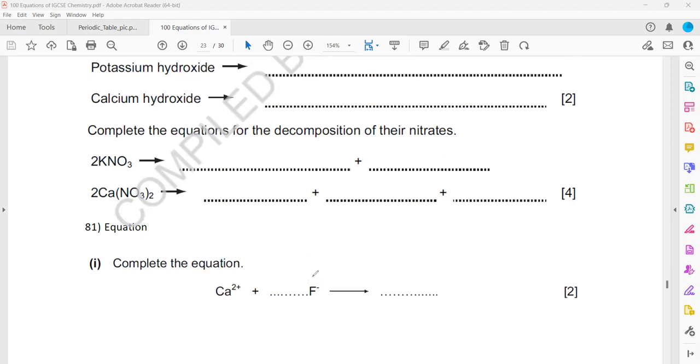Complete an ionic equation for the formation of calcium fluoride. The calcium is 2+ and fluoride is 1-, so it will be CaF2. And we need 2 fluoride ions to form this. This is the ionic equation for calcium fluoride.